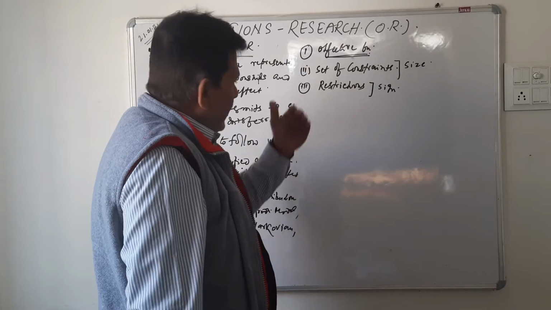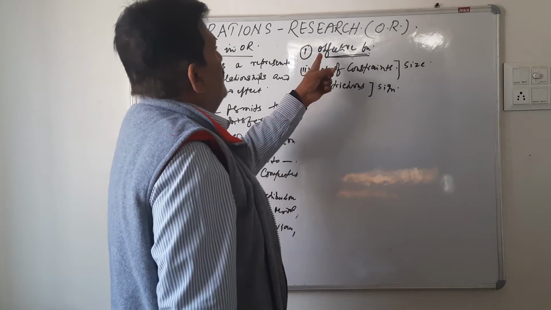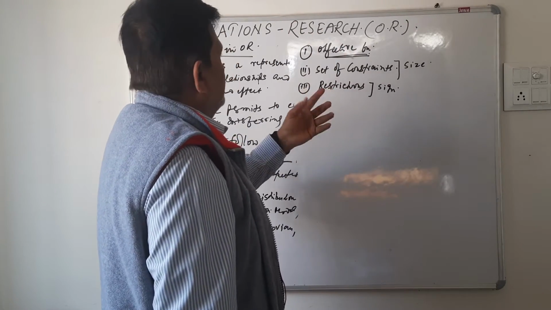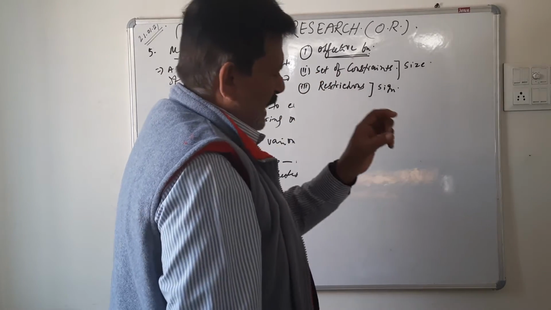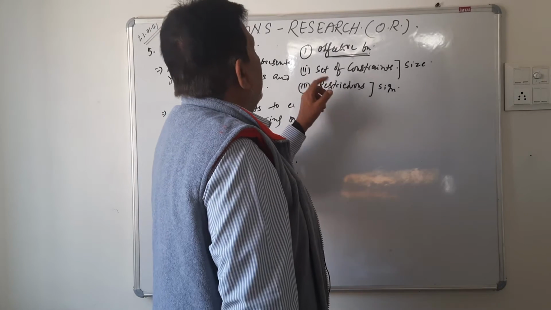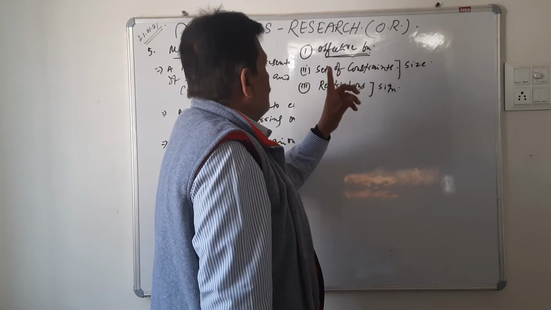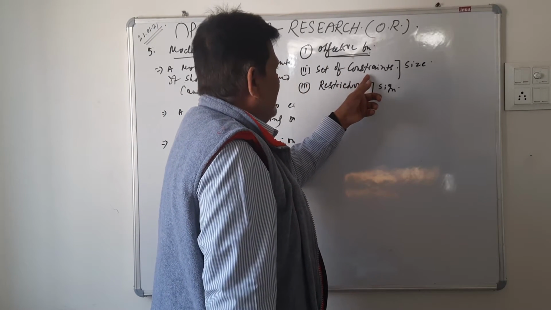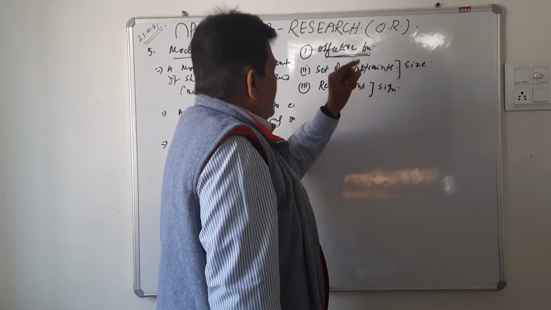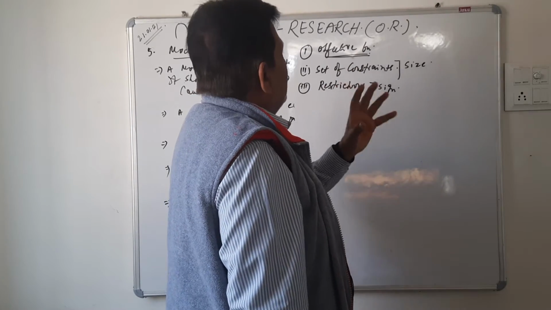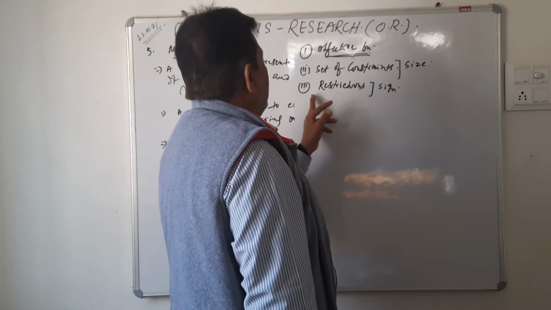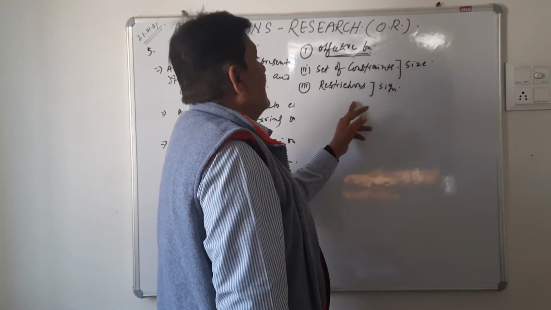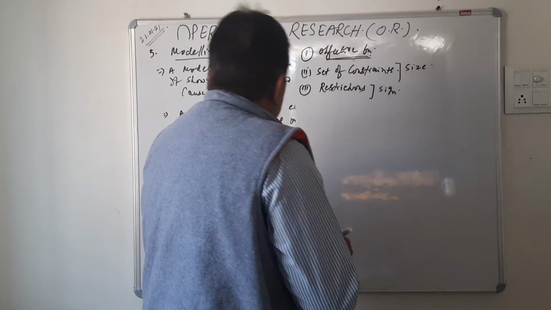So when we make an OR model, first of all, we define an objective function, and thereafter we have to identify the various constraints, and with the help of those constraints, we make a set of constraints. Those sets of constraints are constraints regarding the size of the decision variables which have been included in the model, and thirdly, there are restrictions regarding the sign of the variables included in the model.